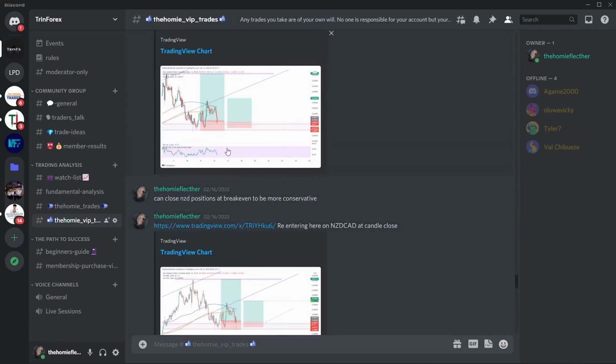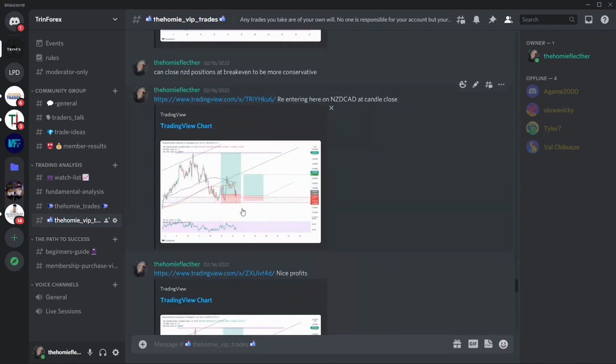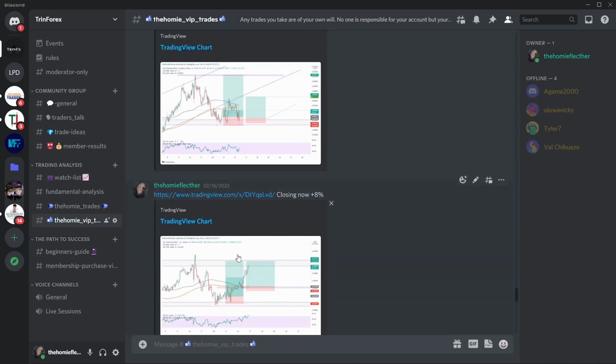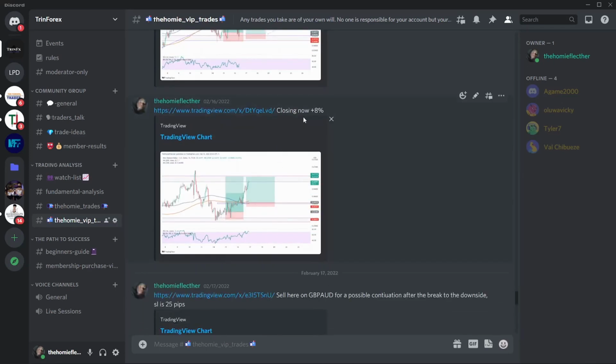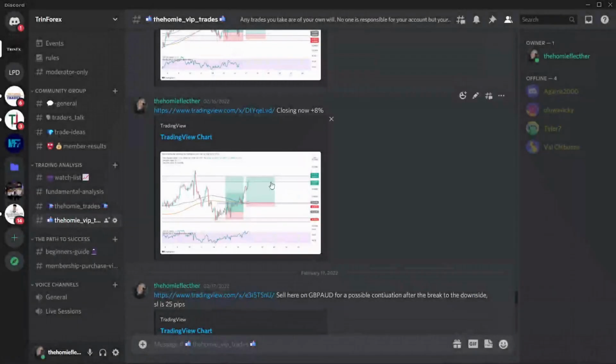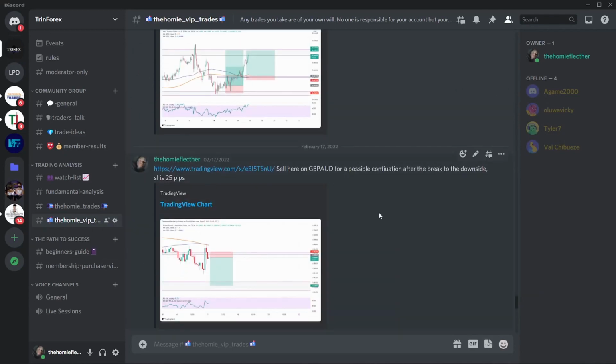So that's where price did push a little bit lower, and we re-entered on that, and price then continued upwards, right? So then we had some nice profits happening right here. Could close down on the 8%, right? This was NZD USD, close right here, 8% winner as price pushed higher.